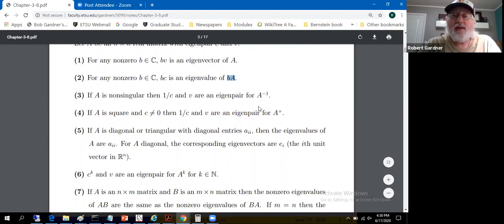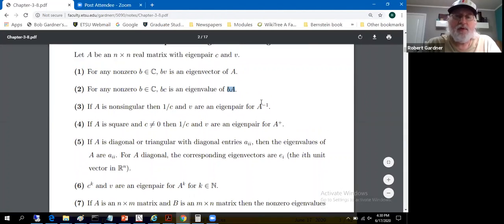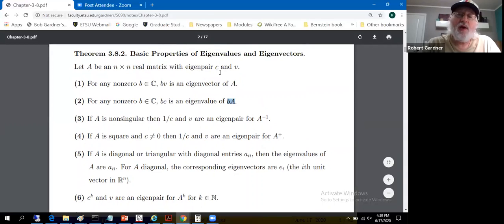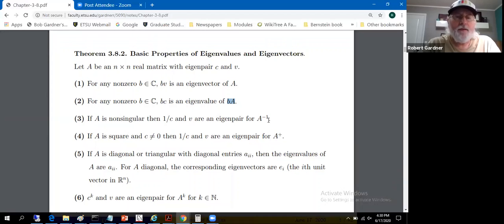If A is non-singular, that is, if A inverse exists, then 1 over C and V form an eigenpair of A inverse. So let's see, we had hypotheses of eigenvector, eigenvalue, matrix A. This is a claim that we've got eigenvector, eigenvalue for matrix A inverse, assuming invertibility. If A is square, and C is non-zero, so we did allow 0 as an eigenvalue, but not in this claim. So eigenvalue of A, call it C, is non-zero. Then the claim is 1 over C and V are an eigenpair for the pseudo inverse of matrix A. So this is a pseudo result, I guess, with respect to part 3. So part 3, we had a nice invertible matrix.